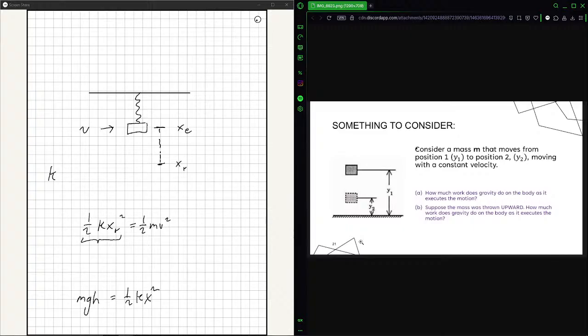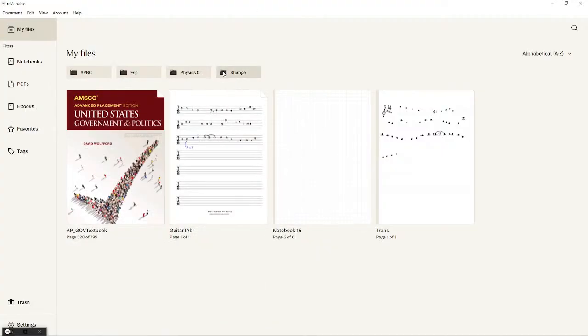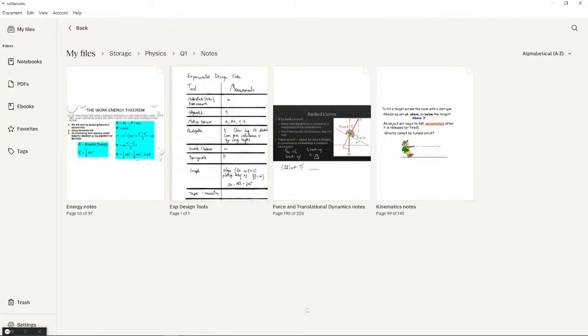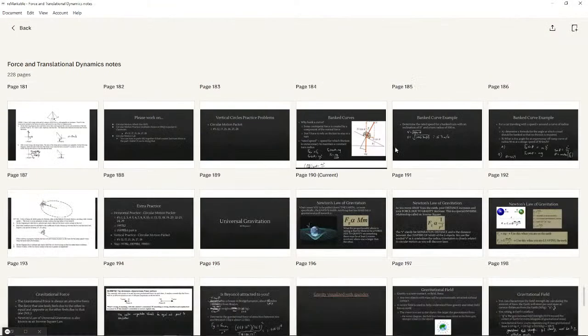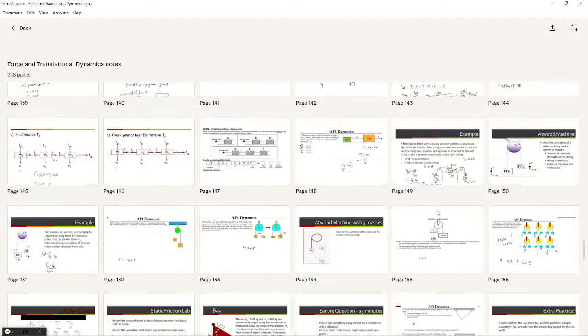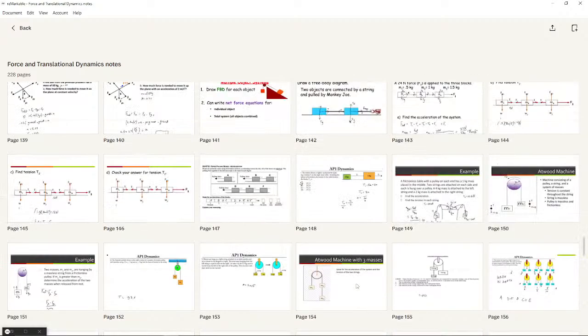So I think there was a practice question where basically, how do I explain it? Basically, there is no mgh term because springs can automatically account for the potential energy of gravity if they're vertical.